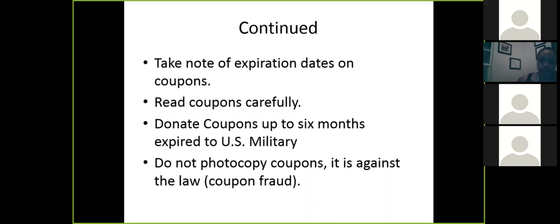This is like a big no-no. Do not ever go to copy coupons. It's against the law. It's coupon fraud, and of course, it can lead to arrest. So just remember that.